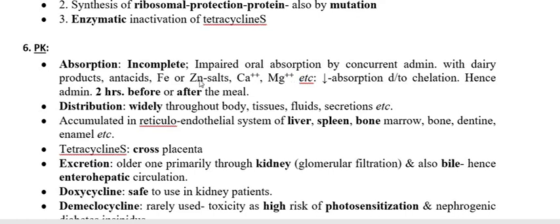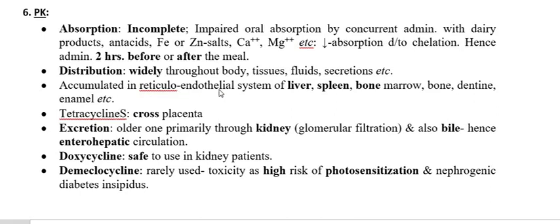Next is the distribution of tetracycline. This drug is widely distributed throughout the body. This is a very important property of tetracycline, that the drug is widely distributed not only in tissues, but also in different body fluids and different secretions, and it also accumulates in the reticuloendothelial system of liver, spleen, bone marrow, bone, dentine, and enamel.